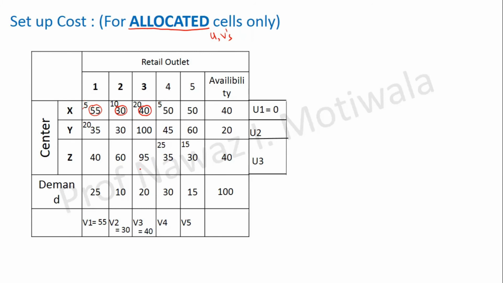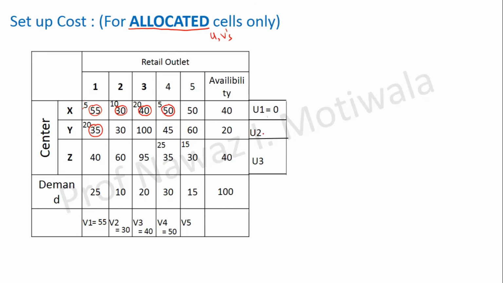For the next one, V4 will be 50. So this comes to be 50 because U1 plus V4 should give me 50, out of which U1 is 0. So I will get 50 here. Now let us go for the next one. See this. The next allocated cell is this one, Y1. That means the cost there is 35. So if this is 35, U2 plus V1 should give me 35, out of which V1 is 55. So how much will be U2?